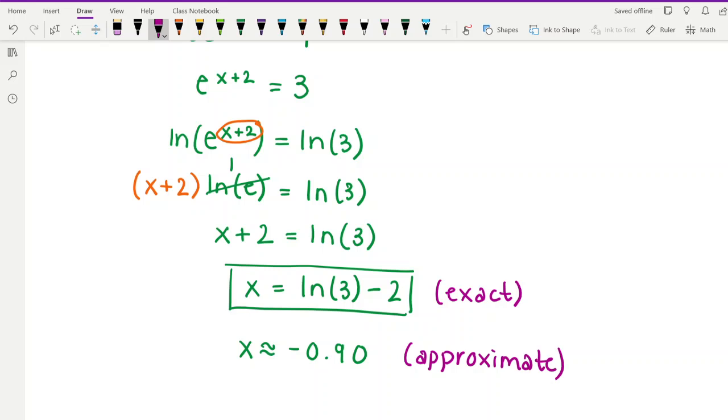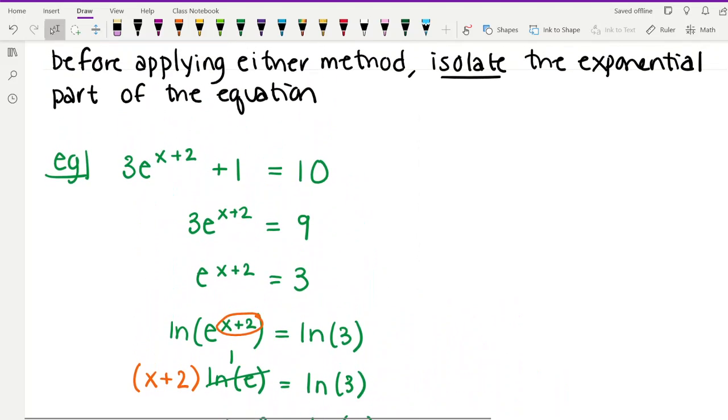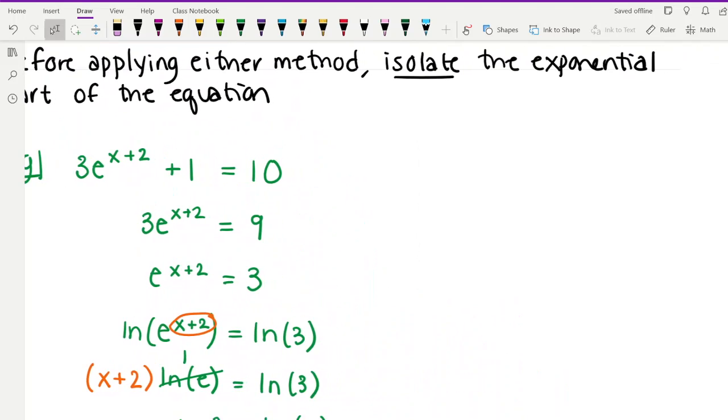So before we move on to our next example, I just want to point out how you could go wrong on this problem. So I mentioned how you really want to always isolate the exponential part of the equation before doing any of the next steps. So let's say that you didn't. Let's say that you decided to, from the get-go, take ln of both sides. So you said ln of 3 e to the x plus 2 plus 1 is equal to ln of 10.